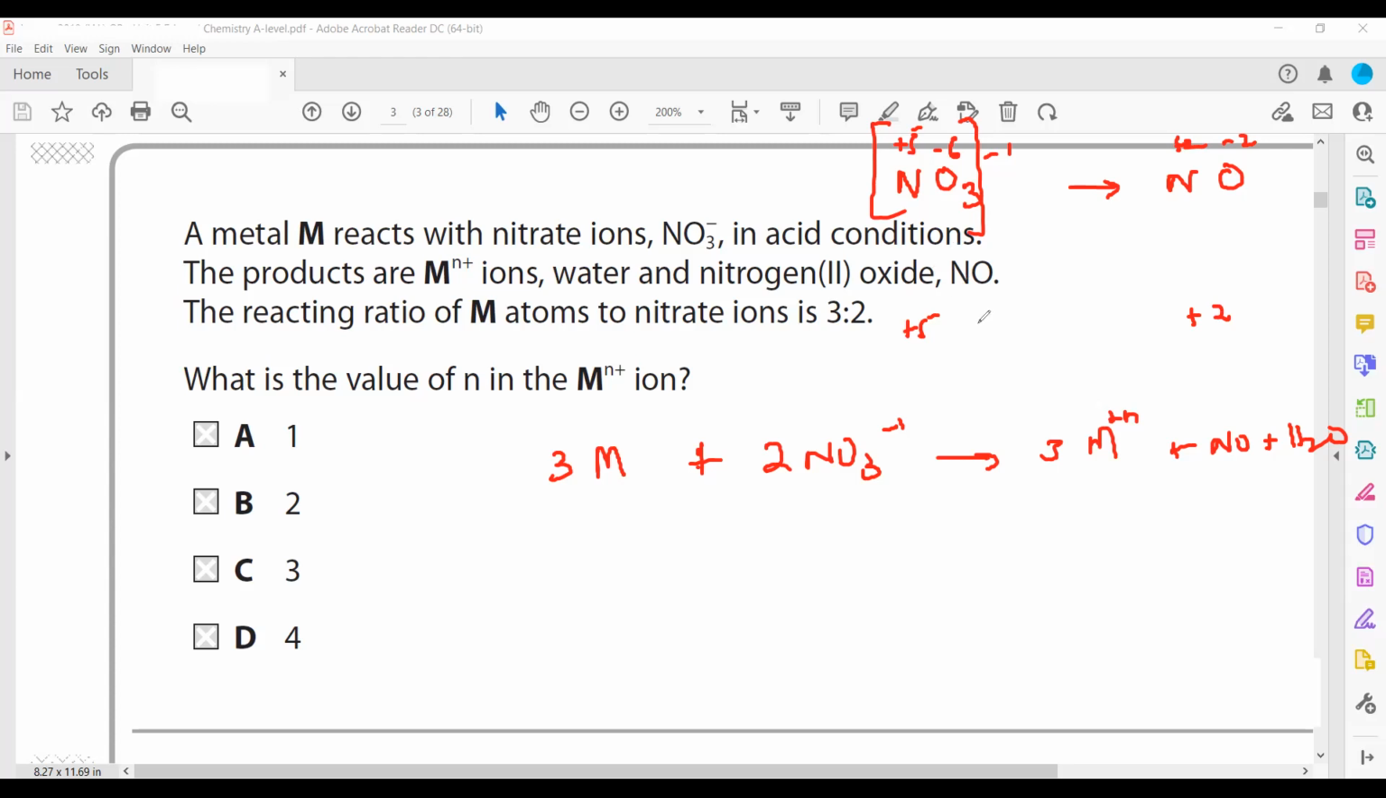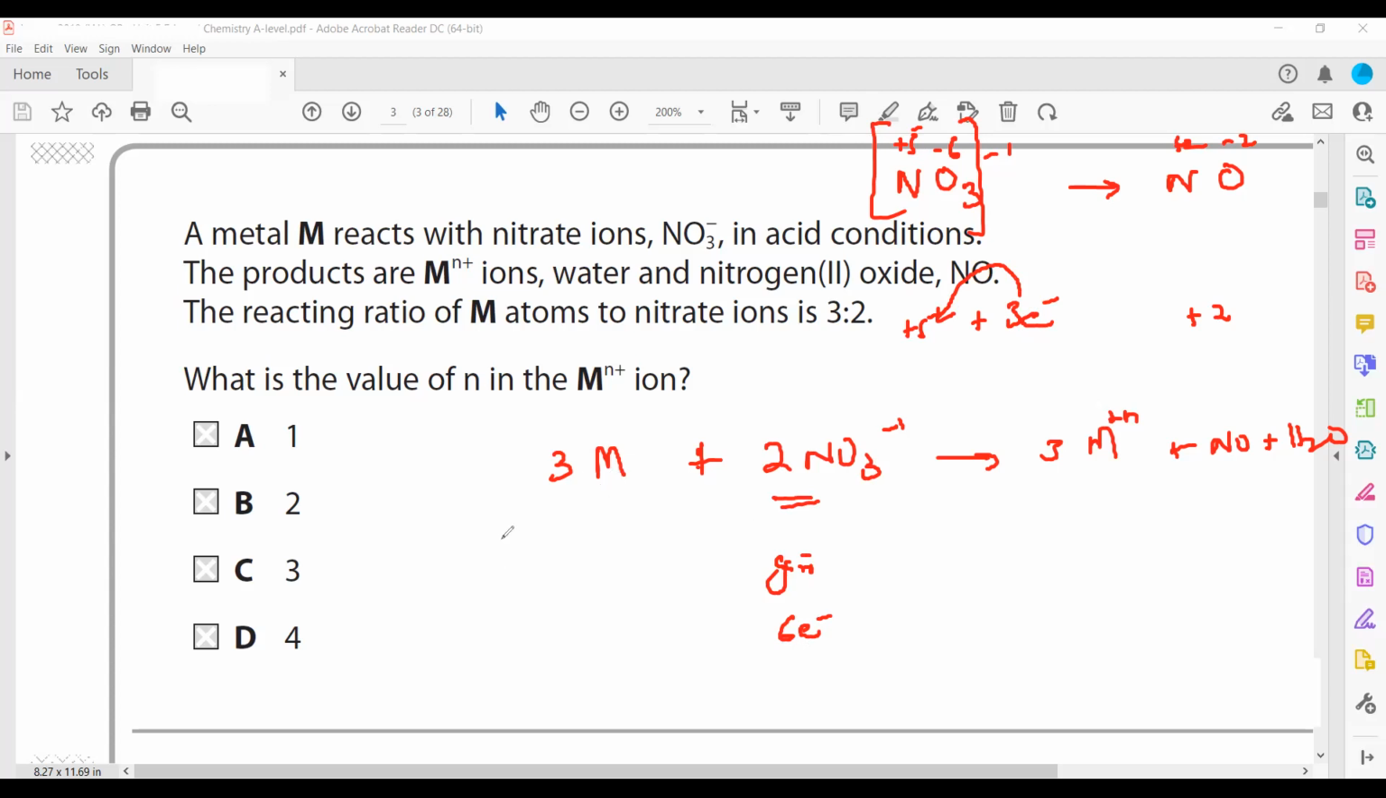If +5 changes to +2, it means it is gaining how many electrons? It is gaining 3 electrons, but this is for one. If one nitrate ion gains 3 electrons and turns into NO, then according to the question, if 2 nitrate ions are there, how many electrons should they gain? If one is gaining 3, the 2 nitrate ions should gain 6 electrons. So if nitrate ions are gaining 6 electrons, the metal should lose 6 electrons.